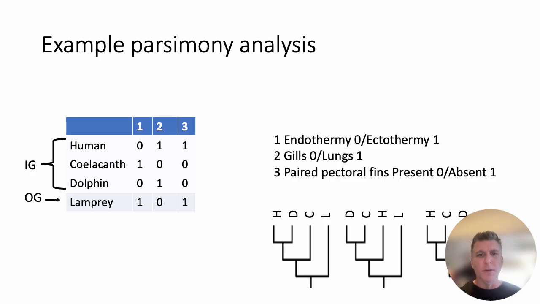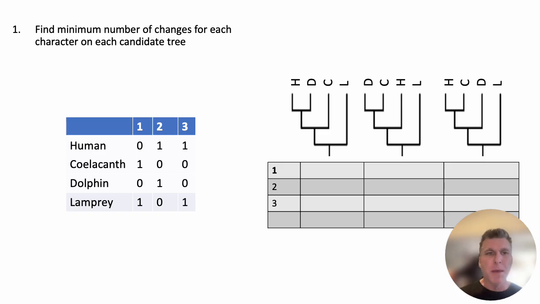So you can see your characters there in the upper right, your data matrix on the left, and then in the lower right, there's our options. So let's map this out and do our steps for a parsimony analysis. First step, find the minimum number of changes for each character on each candidate tree. So let's start with character 1, and let's map out the traits at the tip of the tree. So we have human, dolphin, coelacanth, and lamprey.